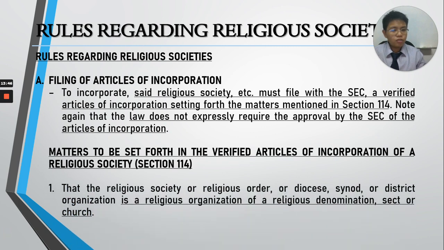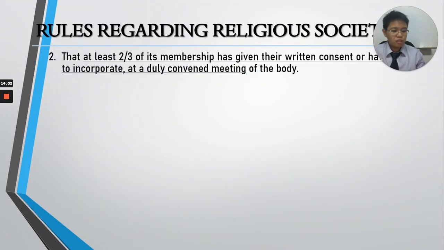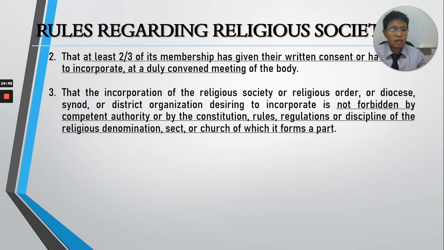Number 1, na yung religious order, diocese, synod, or district organization is a religious organization. So, in short, religious organization kami. Period. Number 2, at least 2/3 of its membership has given their written consent or have voted to incorporate at a duly convened meeting of the body. So, katulad nga ng sinabi ko sa inyo, ang religious society is essentially a religious organization which incorporates. Now, to incorporate, kailangan nila ng written consent or vote ng 2/3 ng kanilang membership. Magbotohan tayo, 2/3. Pagka nakuha nyo yung 2/3, pwede na kayong mag-incorporate as a religious society. But obviously, even before that, yung inyong organization, yung group ninyo is already an existing religious organization.